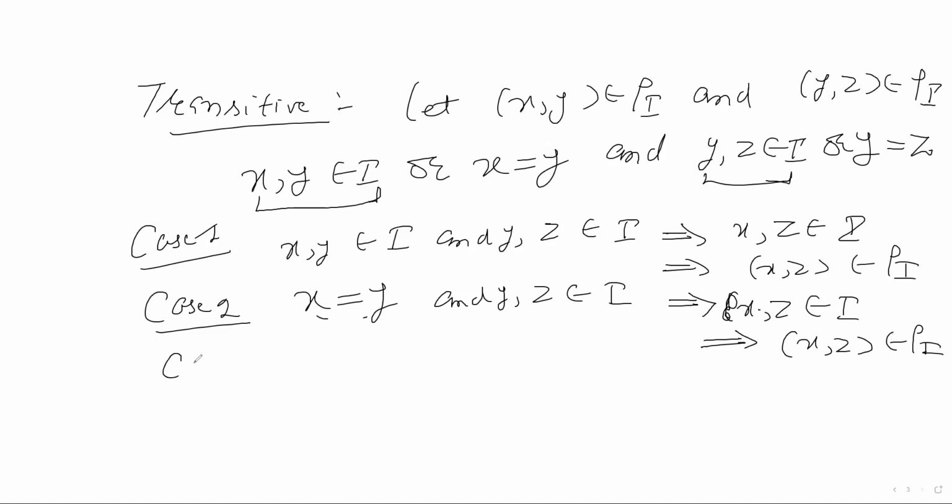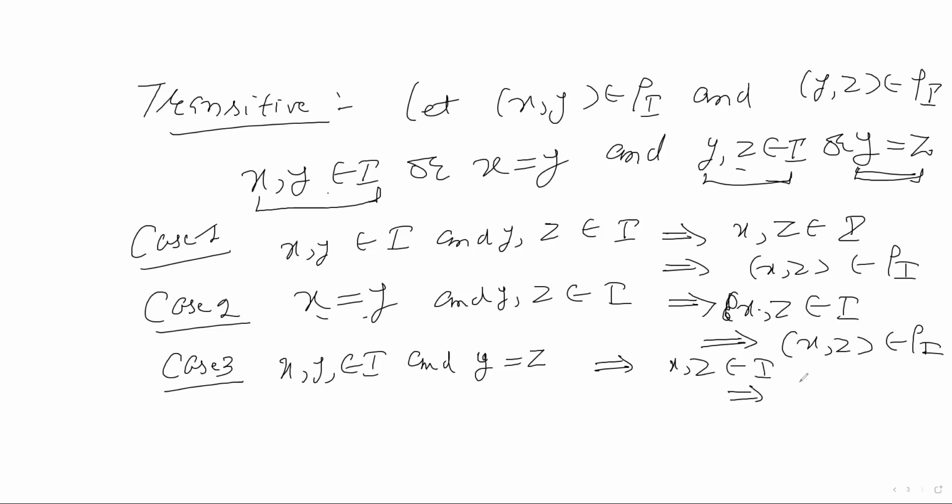Case 3. So we have taken all the choices with x comma y belongs to I. We have taken these two cases, x comma y belongs to I and yz belongs to I, and then x is equal to y and yz belongs to I. Now take these two cases. Case 3 is x comma y belongs to I and y is equal to z. So x and y are in I and y is the same as z, and this says that xz belongs to I again, and you get that x comma z belongs to rho I.